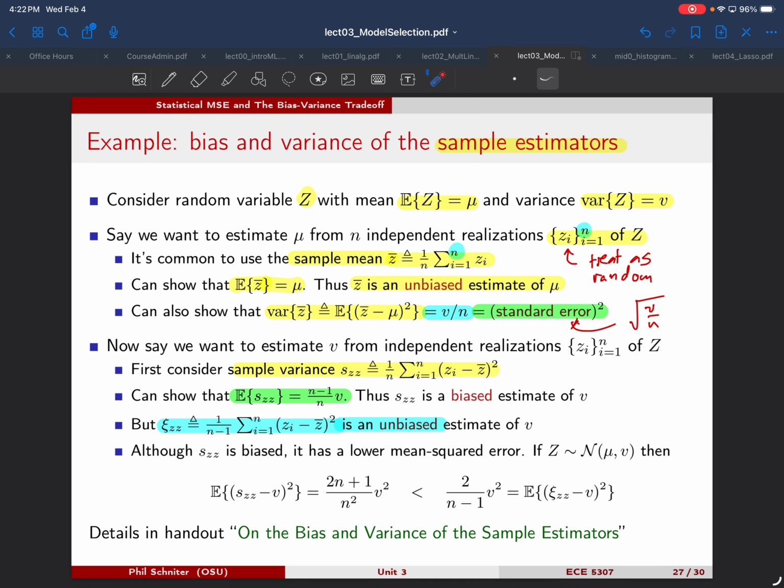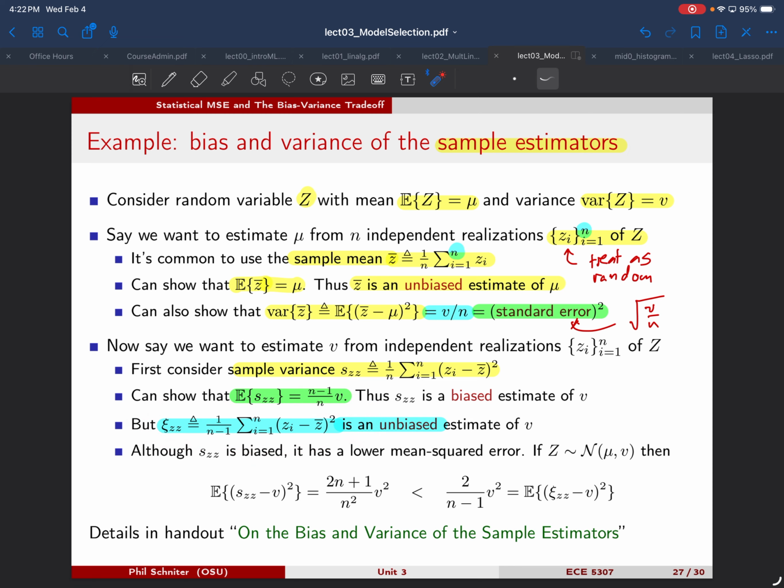Okay, so now to make the story even a little bit more interesting, you might say, okay, so we have this biased estimate and we have an unbiased estimate. So the unbiased estimate is better, right? It's just overall better. Well, the answer is not exactly. It really depends what you want. If you really care about your answer being unbiased, then yes, this is the one to use.